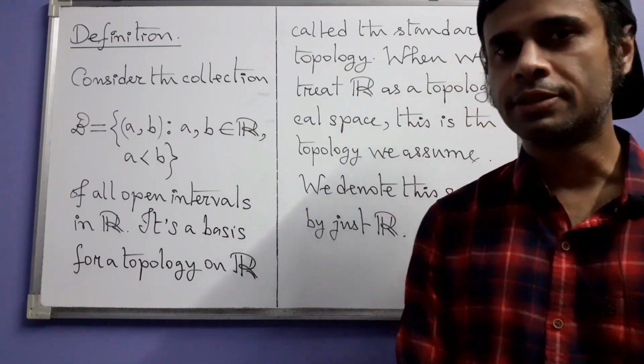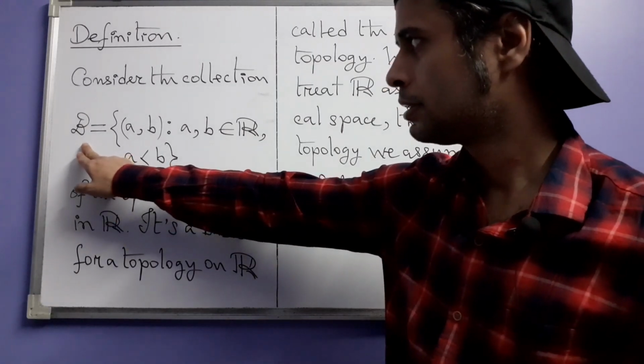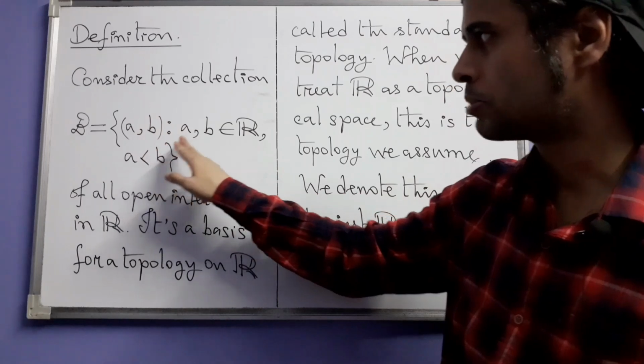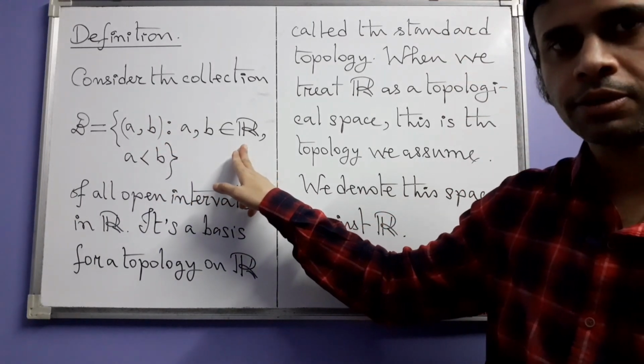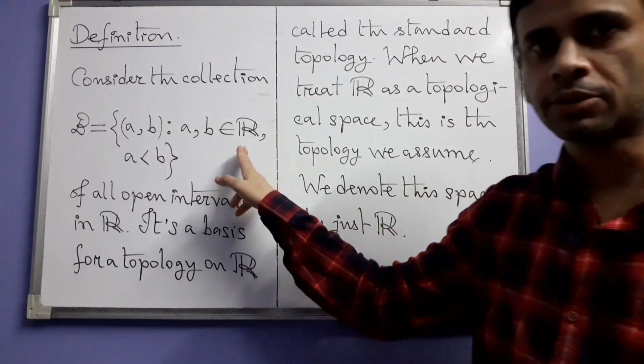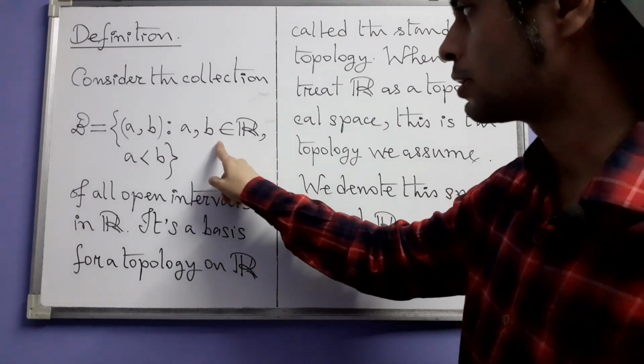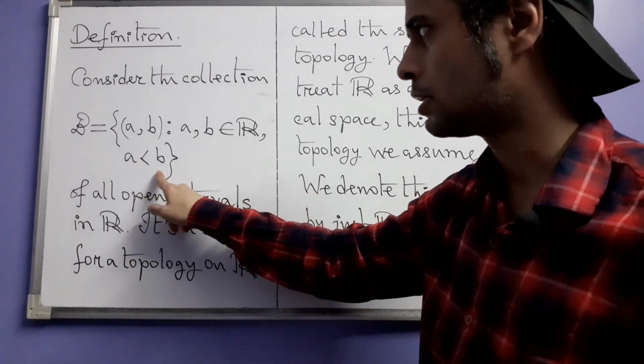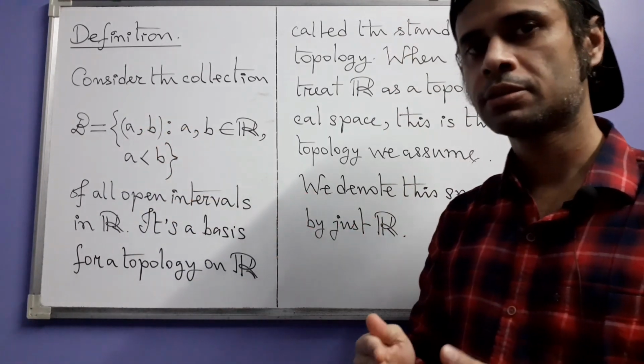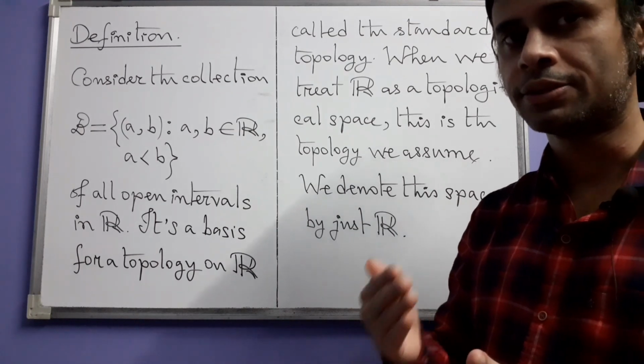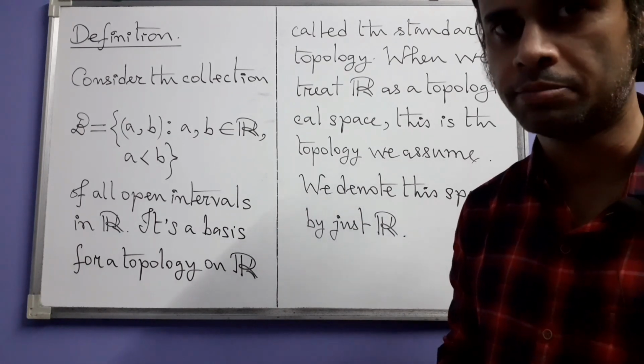Let us start today's discussion with the collection B. It's the collection of all open intervals in the set of real numbers. You already know what an open interval is. You have two real numbers a and b where a is less than b. This open interval is the set of those real numbers that are greater than a and less than b.